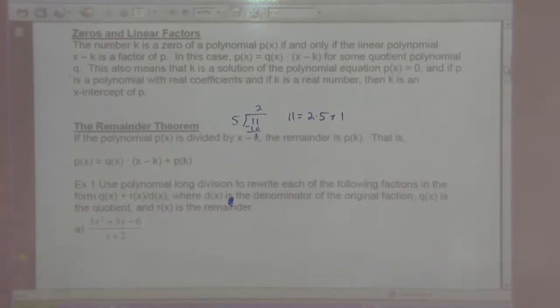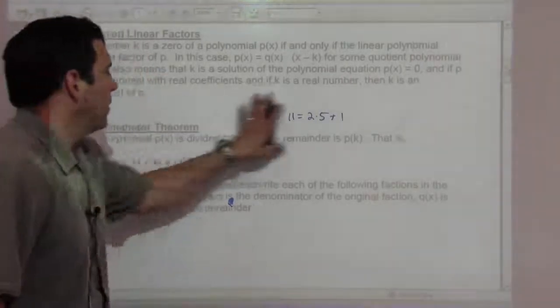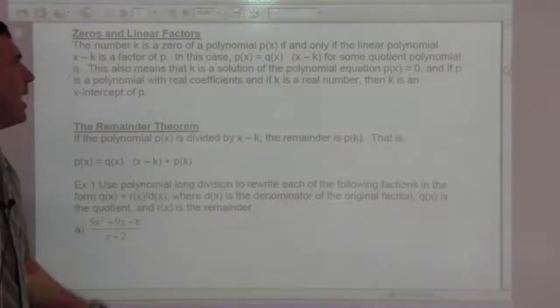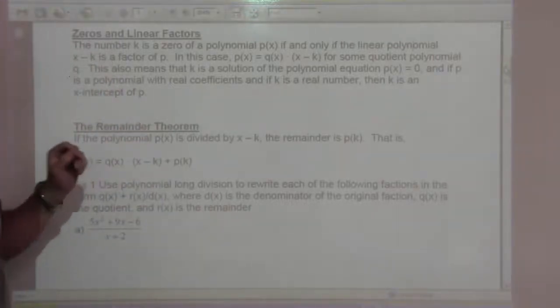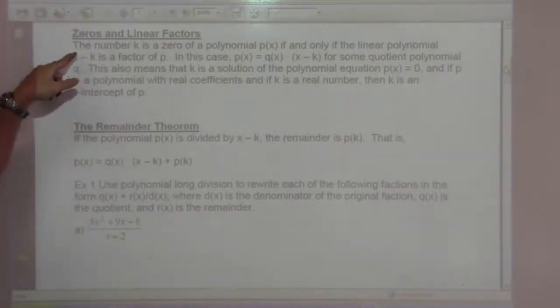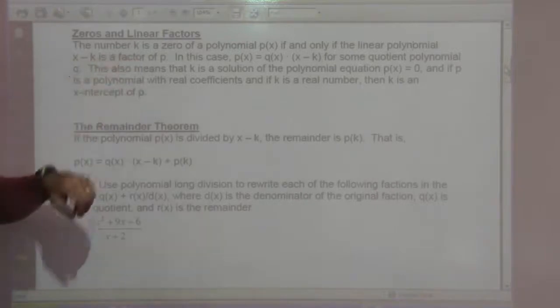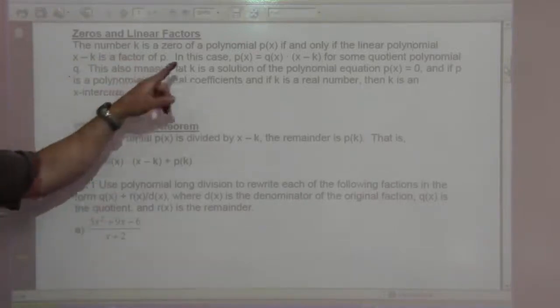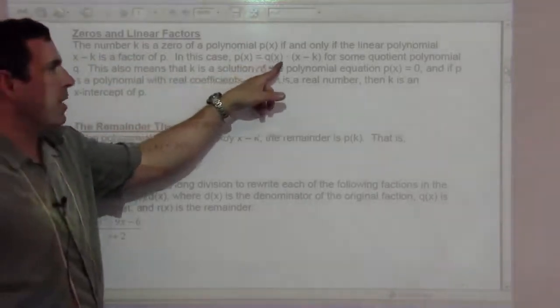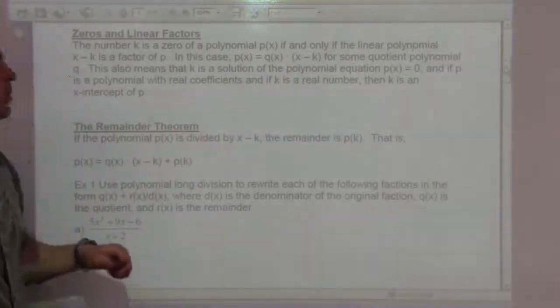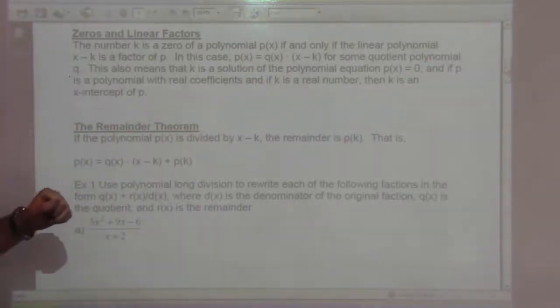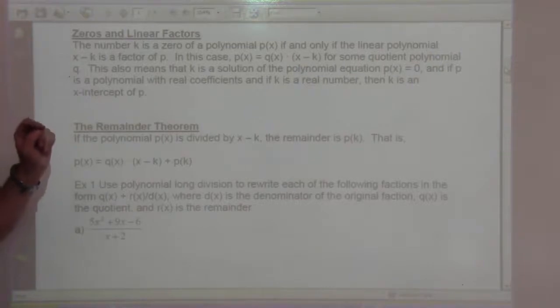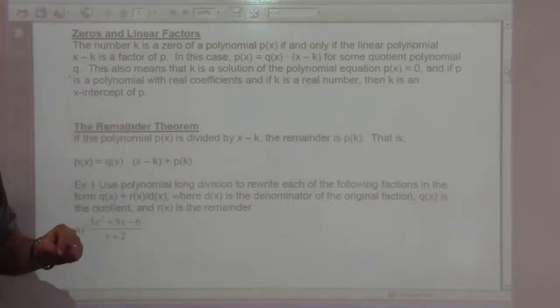Zeros and linear factors. The number k is a zero of a polynomial p of x if and only if the linear polynomial x minus k is a factor of p. In this case, p of x is q of x times x minus k for some quotient polynomial q. This also means that k is a solution of the polynomial equation p of x equals 0.